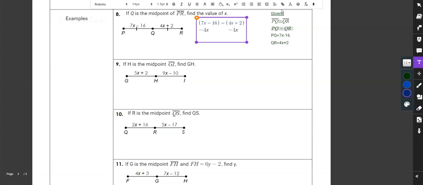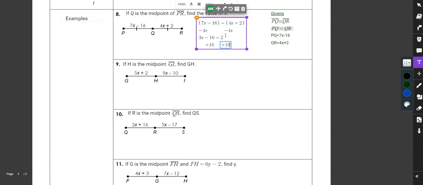And that's going to leave us with 3x minus 16 is going to be equal to 2. Now our next step is to add 16 to both sides so that we can balance out this equation. So we add plus 16 here. And that is going to give me 3x is equal to 18.